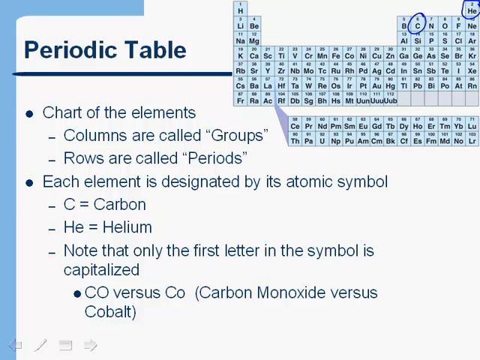And that's simply because we need to differentiate between different elements and then molecules, which are combinations of elements. So if you saw CO, both letters capital, that would stand for carbon and oxygen, which is what carbon monoxide is. If you see a capital C and a lowercase o, that means cobalt.